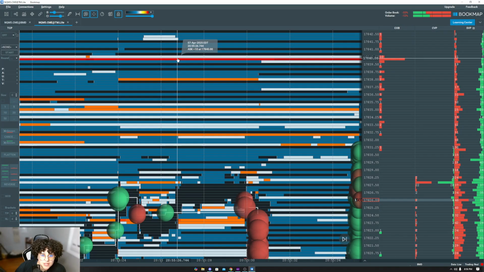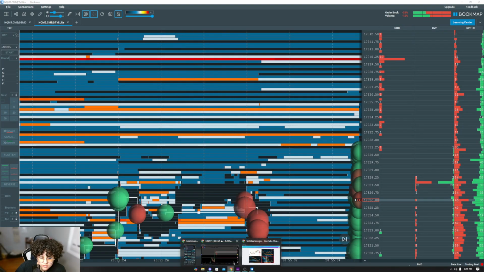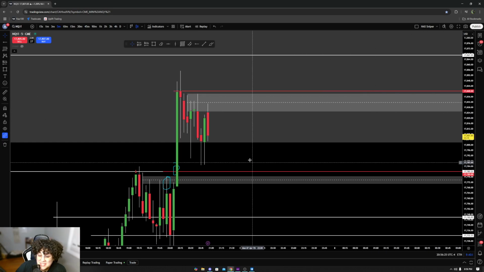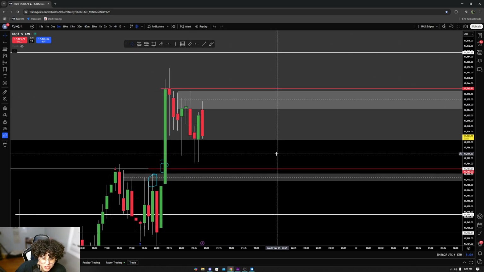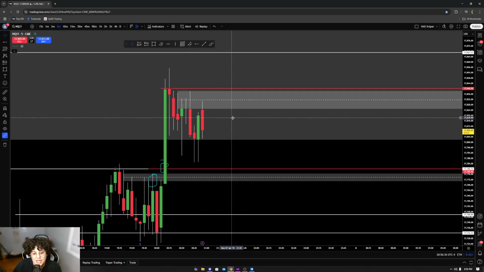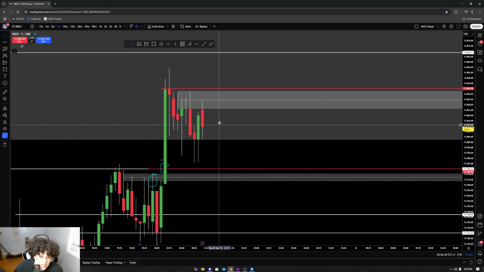This one's at 17,840. So 17,840. Oh, geez, I'm so lost. This is just resistance. Okay, that makes sense. But you see how, yes, this is a small supply zone, but according to the Bookmap, it's not an actual area of interest. You know, you understand?